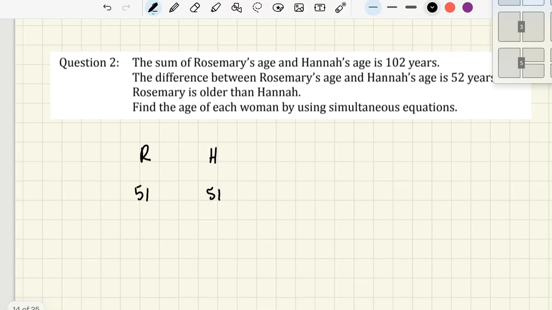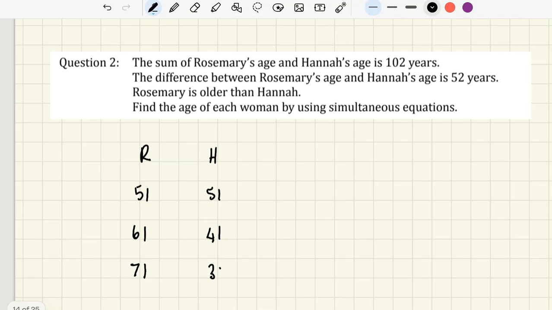We know Rosemary's older than Hannah. So if we just had a guess, there's got to be a difference of 52 years, 102. So add 10 on, 61, and that would be 41. But that's only a difference of 20. Difference of 40 would be add another 10, so 71 and 31.